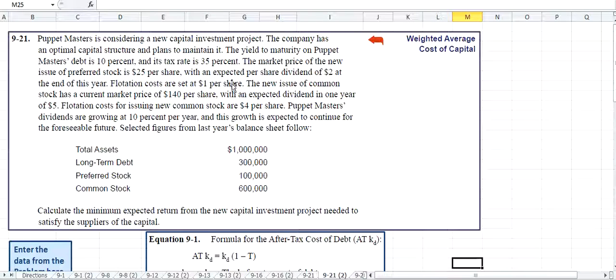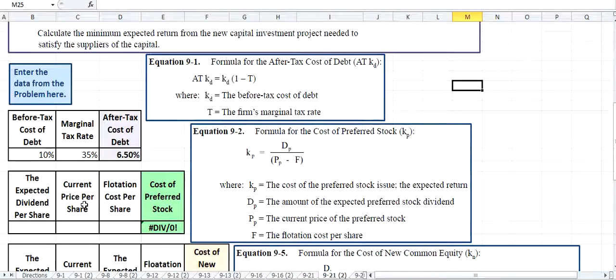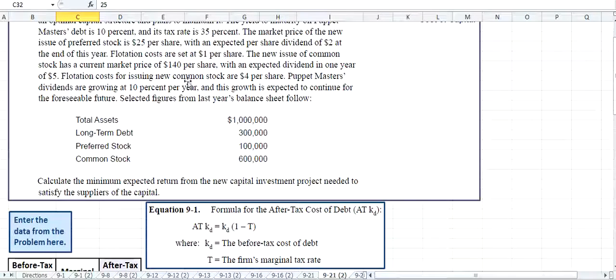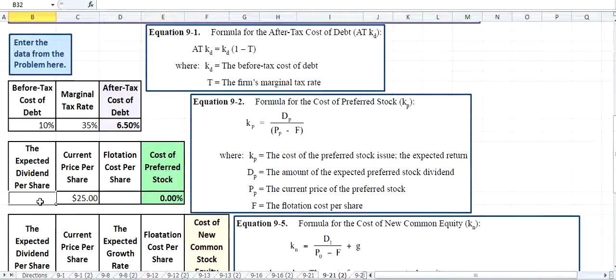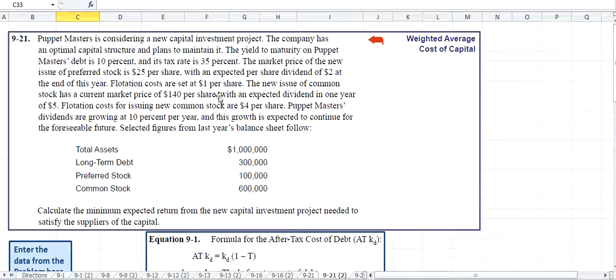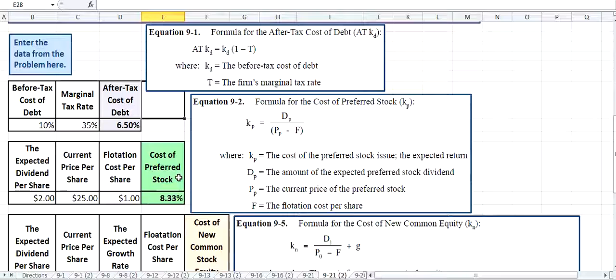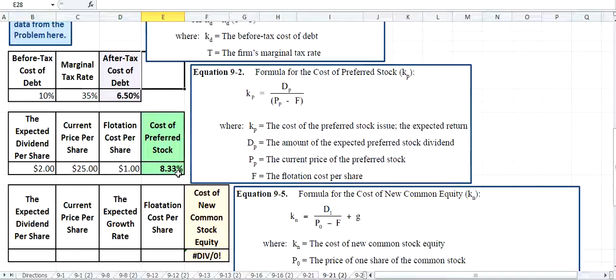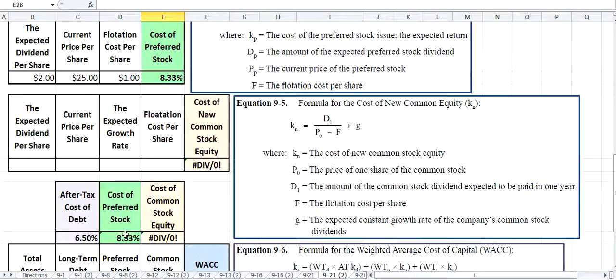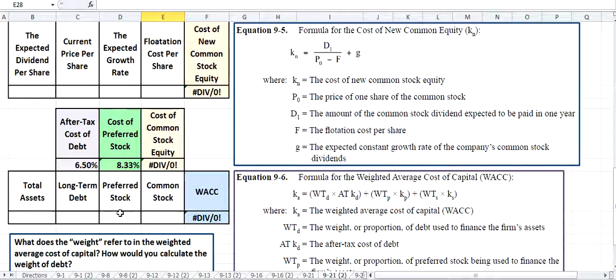The market price of the new issue of the preferred stock is $25 per share. So the current price is $25. Put that right there, with an expected per share dividend of $2. So we'll put that right here. And the flotation cost is $1 per share. Put that right here. So we have a cost of preferred stock of 8.33%, and that should go down in this box right here and be used for our weighted cost of capital calculation in just a bit.